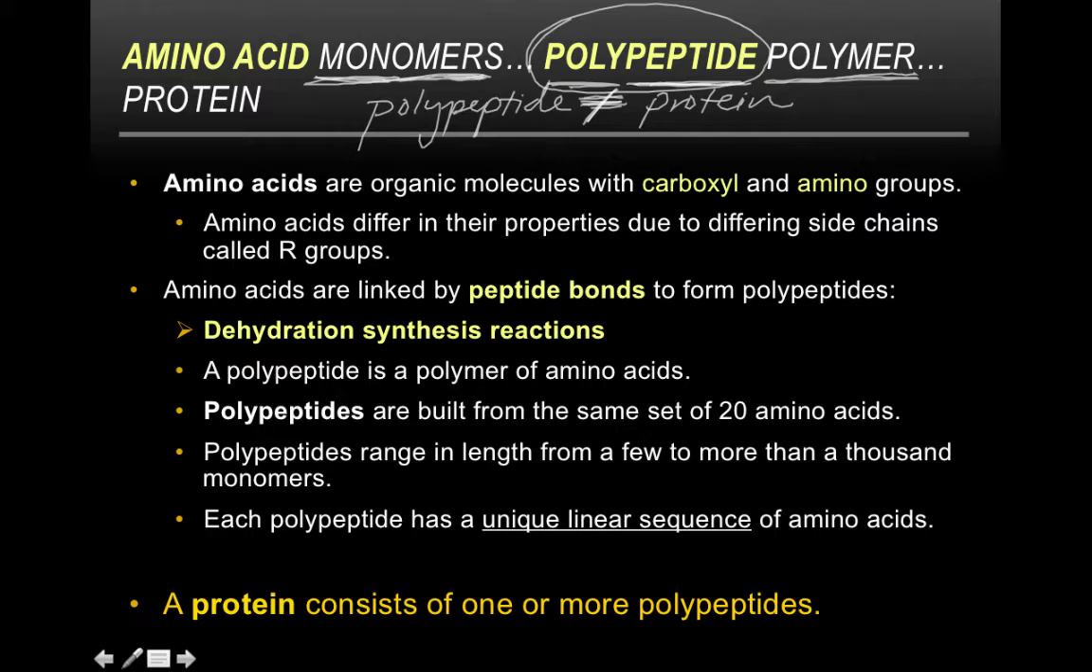Some proteins consist of one polypeptide that has folded into a specific conformation. Other proteins consist of two or more polypeptides that come together to form that final three-dimensional shape.